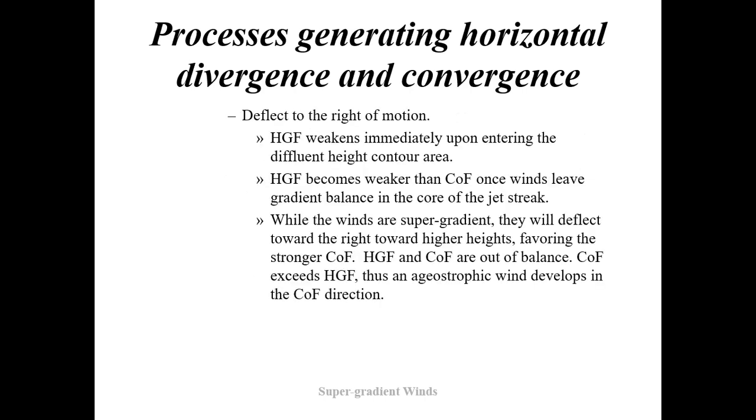So if we deflect things to the right of motion, the height gradient force weakens immediately upon entering the diffluent height contour area. So we have the height gradient force becoming weaker than the Coriolis force. Mass is being pulled to the right while the winds are super gradient. Everything deflects toward the right, toward higher heights, favoring the stronger Coriolis force. And again, ageostrophic flow occurs temporarily as that air parcel comes out of the jet max exit region.